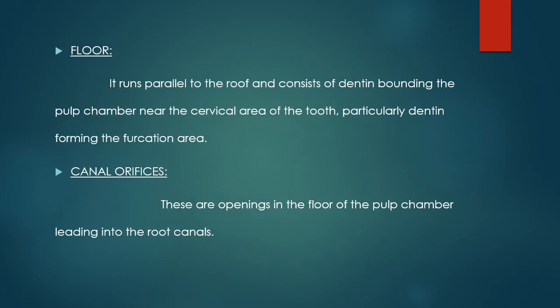Coming to the floor. The floor runs parallel to the roof and consists of dentin bounding the pulp chamber near the cervical area of the tooth, very important, particularly dentin forming the furcation area. The floor of the pulp chamber is nothing but the pulp which is present at the cervical area of the tooth and the furcation area, whereas the roof is occlusally or incisally. Coming to the canal orifices, these are nothing but the openings which are present in the floor of the pulp chamber leading into the root canals. It forms a way to enter into the root canals.